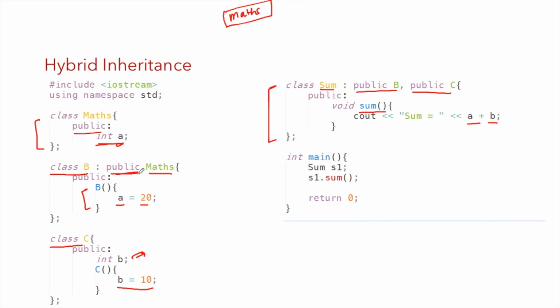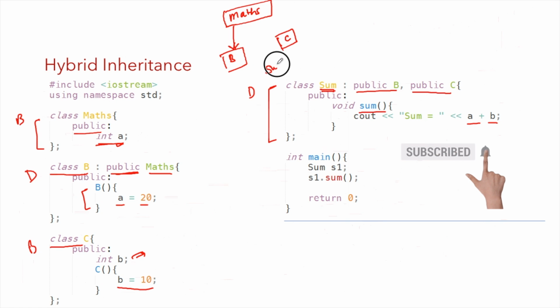Then class B is inheriting class maths, so I'm writing B over here. So this inheritance is done. Then we have one independent class C, which is technically a base class again. So this is your base class, this is your base class, this is a derived class, and even your class sum is a derived class. Why? Because sum is inheriting two classes, B and C. So this is the type of inheritance that is happening over here.